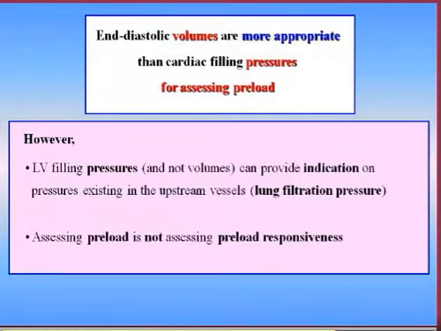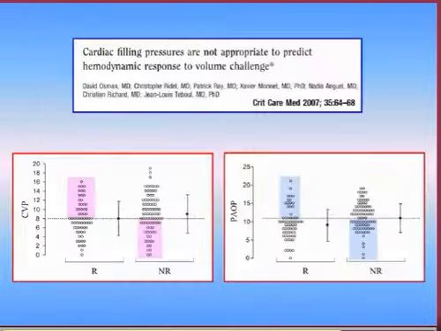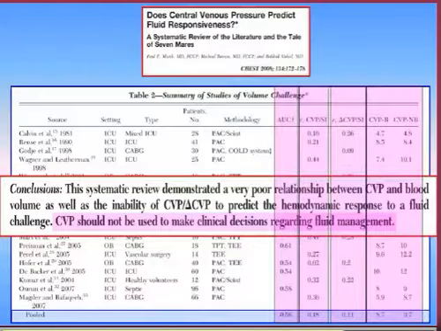We have also to remember that assessing preload is not assessing preload responsiveness. You know this kind of figure, with a family of Frank-Starling curves between the normal heart and a failing heart, and a given value of preload cannot indicate preload reserve in this kind of patients. And in this study, we also demonstrated that filling pressures were not appropriate to predict the hemodynamic response to volume challenge. And this was also found by this meta-analysis of Marik and co-workers.